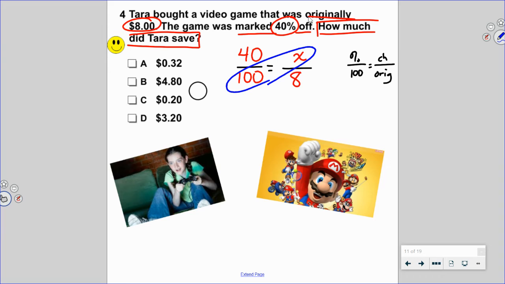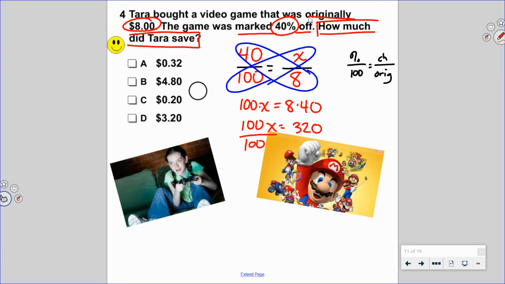Now I'm going to go ahead and set up my cross products, where we have 100 times some number x equals 8 times 40. 100x is equal to 8 times 40. 8 times 4 is 32, so 8 times 4 times 10 would be 320. Go ahead and divide by 100. Sorry for the red. That's a little difficult to see.